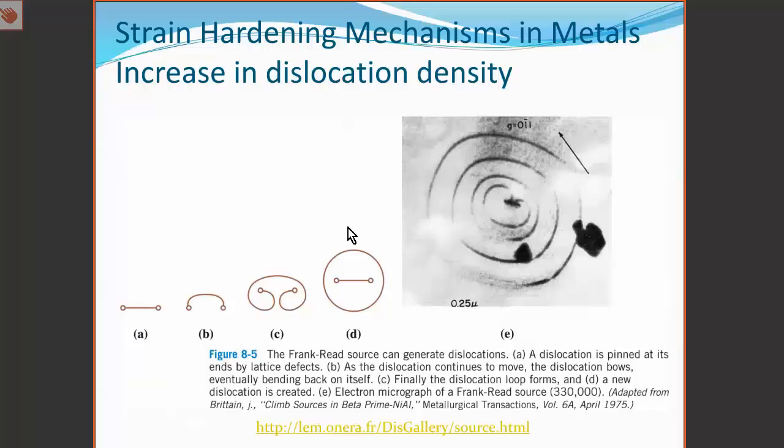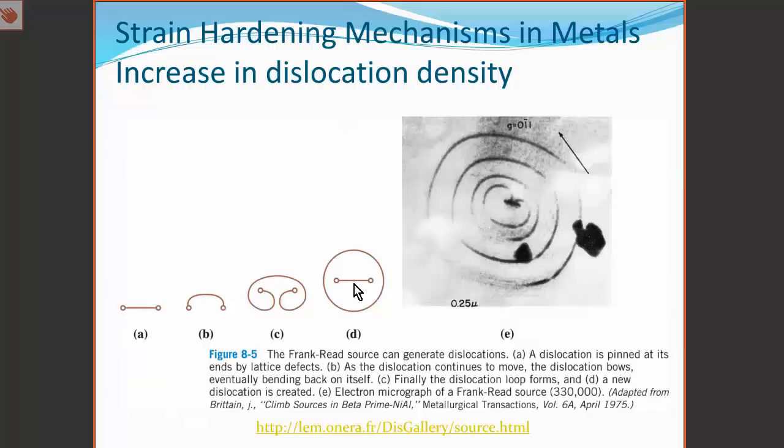So how does strain hardening work? Strain hardening works because when we bend a material, we create dislocations. These dislocations start to move, and they may get pinned by pinning sites. They start to bow, and when they bow, they form a loop. And this loop can now radiate out, and another dislocation starts to form in the middle.